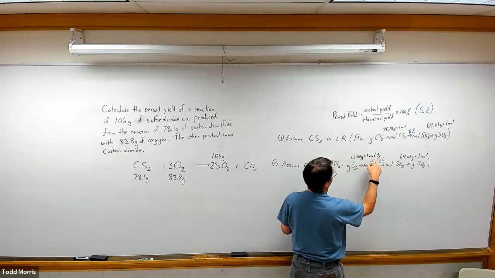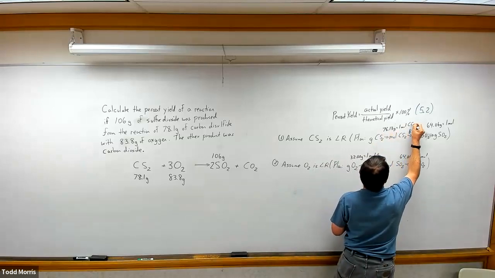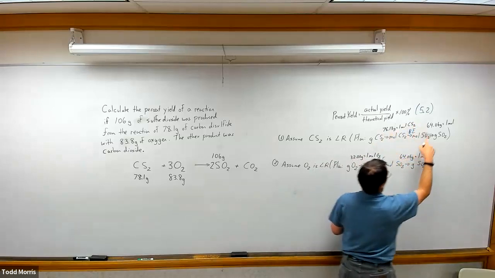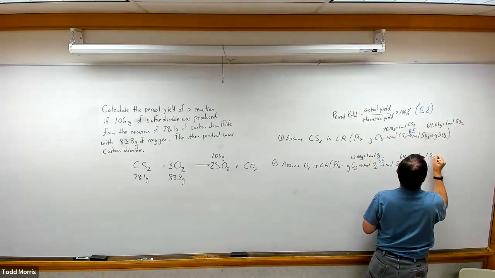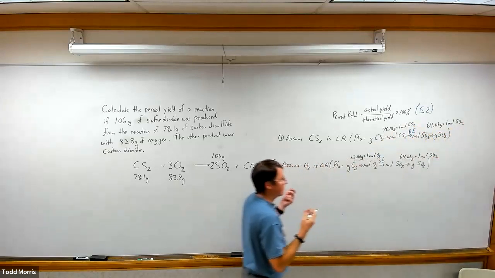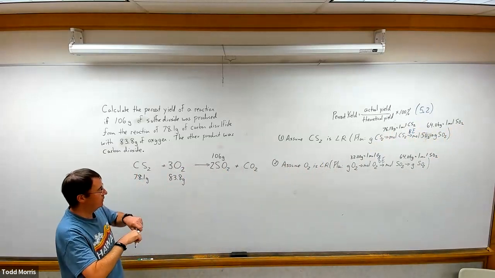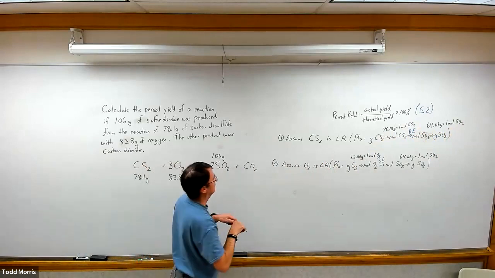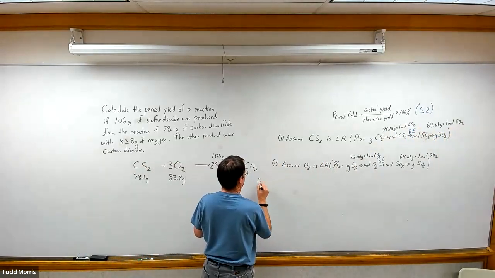So 32 grams equal 1 mole of oxygen, 76.13 grams equal 1 mole of CS2, and 64.06 grams equal 1 mole of SO2. So those are all the numbers that we'll need in order to do our calculations. So if we now do those calculations, we have number 1, let's follow along.